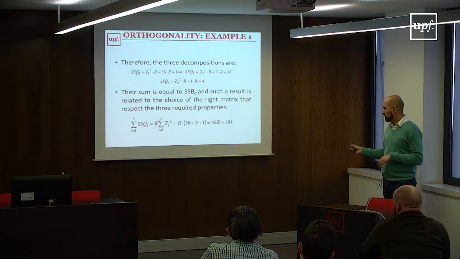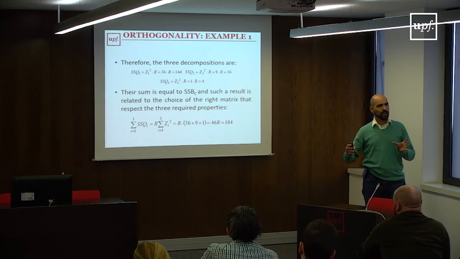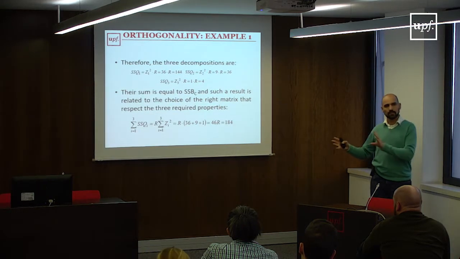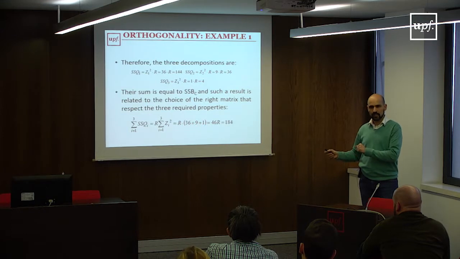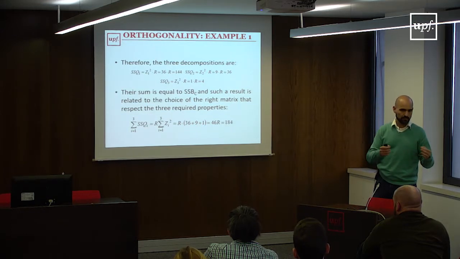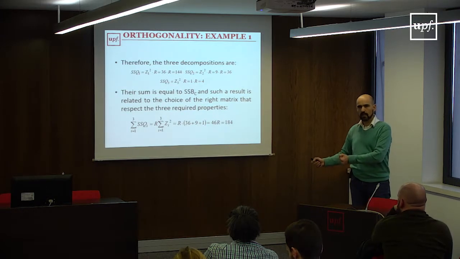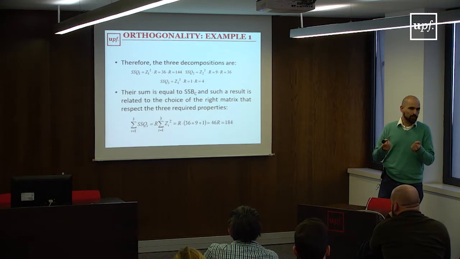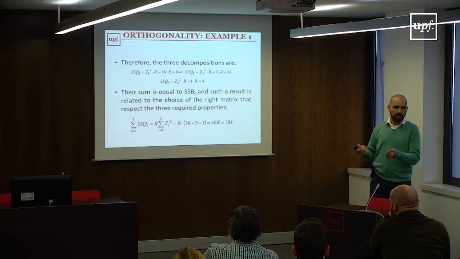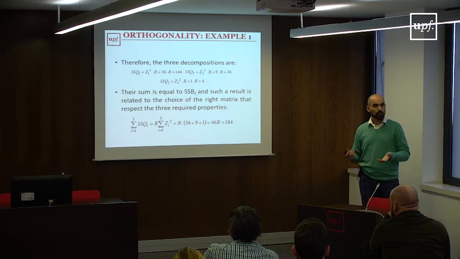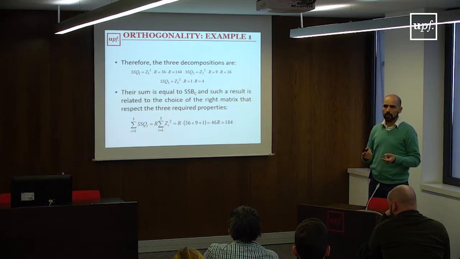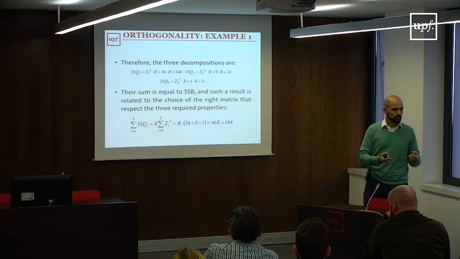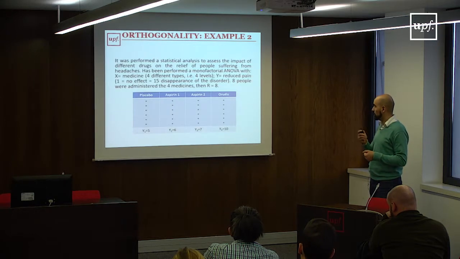So we have seen how to apply these 3 assumptions in order to create a matrix that can be used to decompose our sum of square into 3 different sums of square. But we need to create a matrix that has a meaning, okay? Because we said at the beginning what we want is to answer questions. So let's see an example.